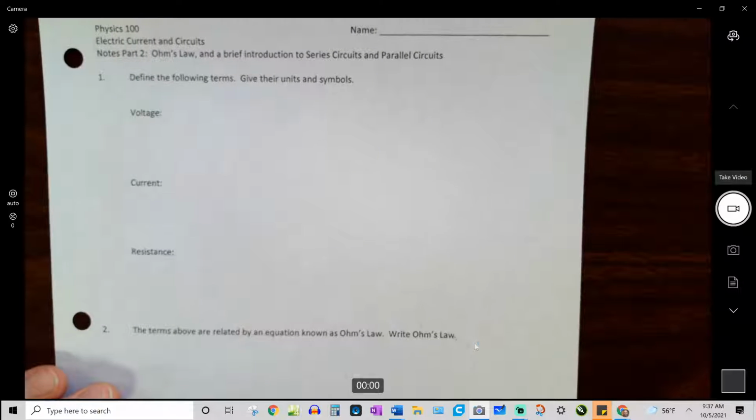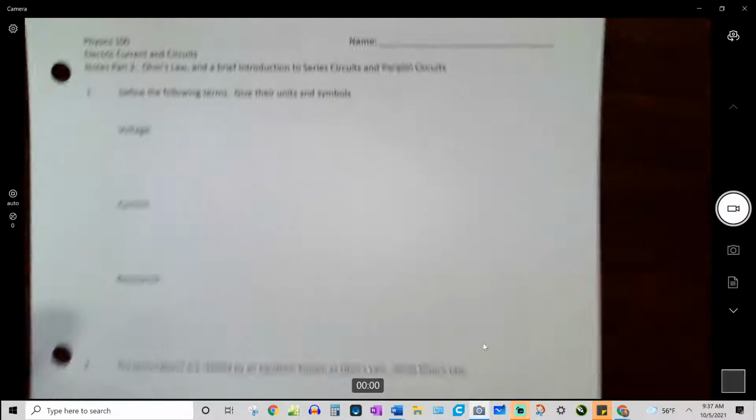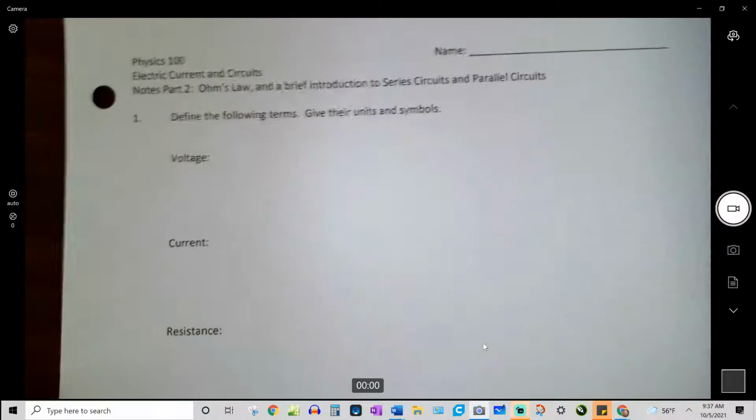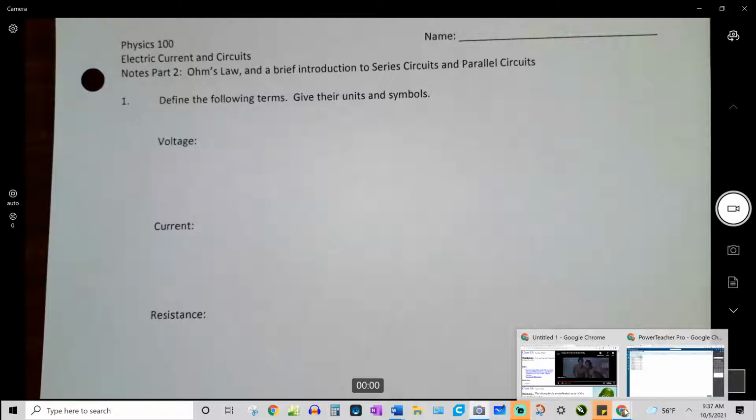I think he came up with Ohm's law. And the cool thing is ohm sounds like omega, and then they use the symbol omega for ohms. I'm going to jump back to the notes from a few days ago. Voltage, current, resistance. I never really gave you good definitions before, but I want to do that now.